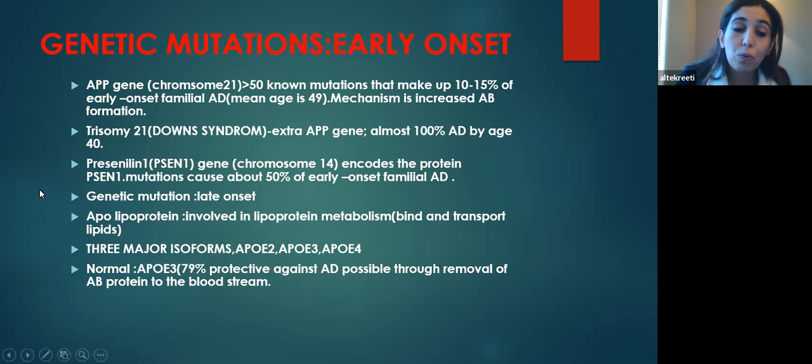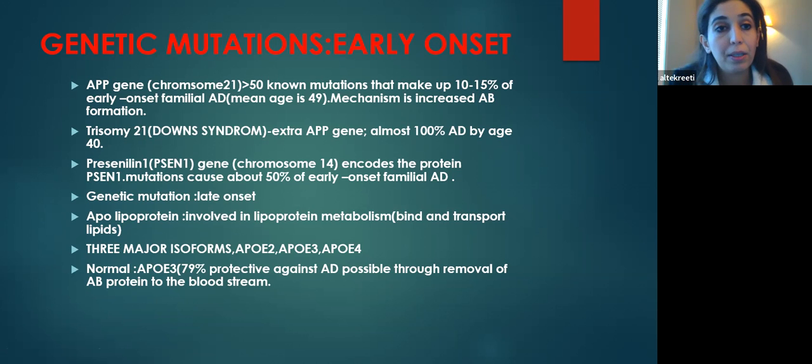We have genetic mutations which cause late onset Alzheimer's, which is related to apolipoprotein. There will be a problem with lipoprotein metabolism, as it is responsible for the binding and transport of lipids. So there are three major forms: ApoE2, ApoE3, and ApoE4. ApoE3 is protective against amyloid deposition, and ApoE4 is responsible for the amyloid. So E3 is the protective one, and E4 is the worst type, which leads to the late onset of genetic Alzheimer's disease.